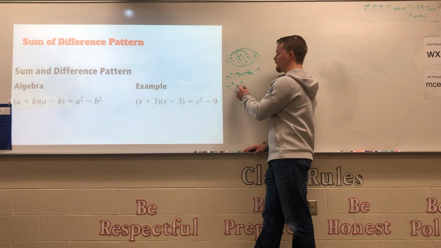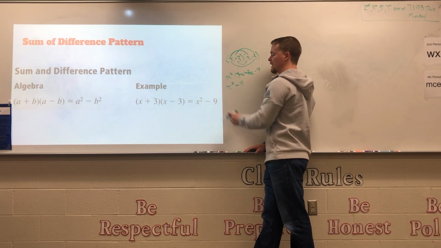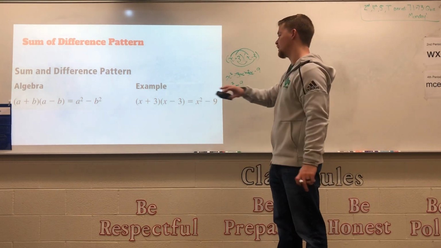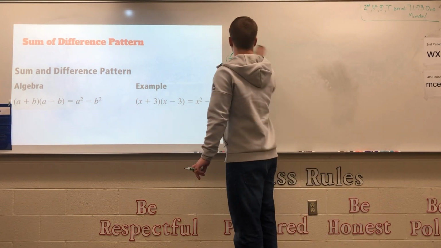So that is why it follows that pattern, because those middle terms cancel each other out. So as you can see, that's what that equals even if you FOIL. So that's like a shortcut if you have ones that are set up like that.